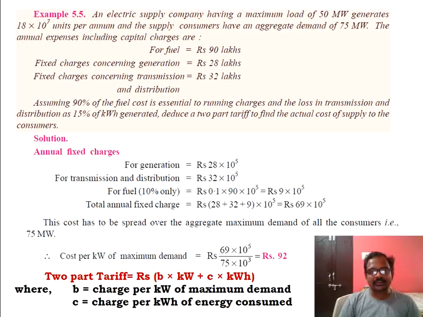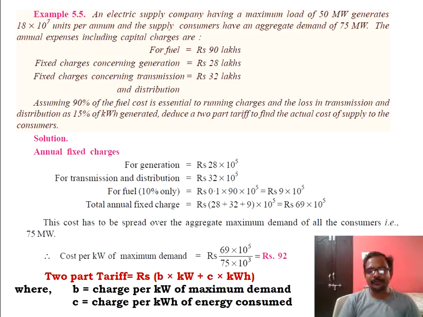Assuming 90% of the fuel charge is essential to running charges. Of the fuel charge, which is given as 90 lakhs, 90% of it, which is 81 lakhs, is taken as a running charge, and the remaining 10%, that is 9 lakhs, is taken as a capital cost, as a fixed charge. And the loss in the transmission and distribution is 15% of the kilowatt hours generated. For example, for every 100 units generated, because of the transmission and distribution loss of 15%, only 85 units will reach the consumers. Therefore the loss will be 0.15 times the total number of units generated. Deduce a two-part tariff to find the actual cost of supply to the consumers.